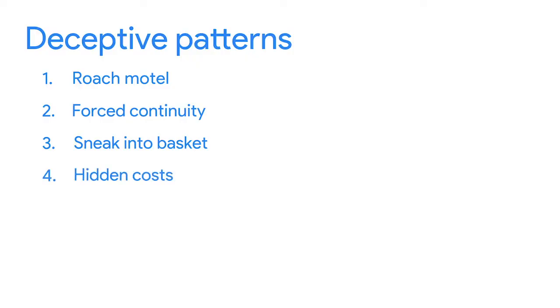Another deceptive pattern is hidden costs. Hidden costs is similar to sneak into basket, except there are extra charges in your cart instead of extra products. For example, a website might advertise free shipping, but then charge you for handling. Or you might be booking movie tickets online, but when you reach the final checkout page, there are suddenly online booking fees.